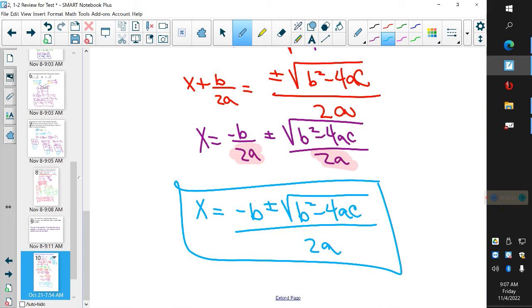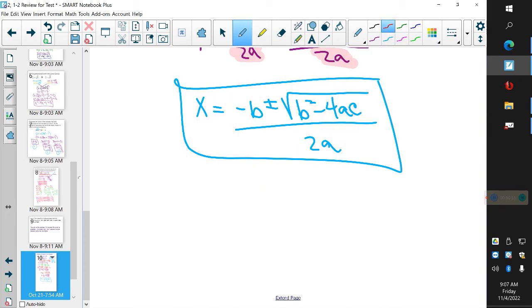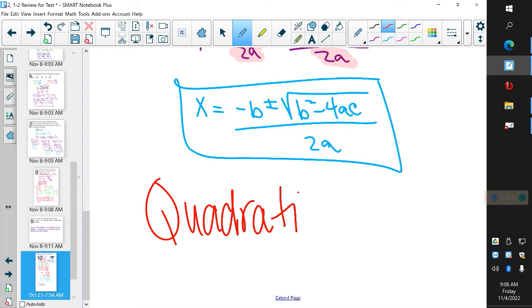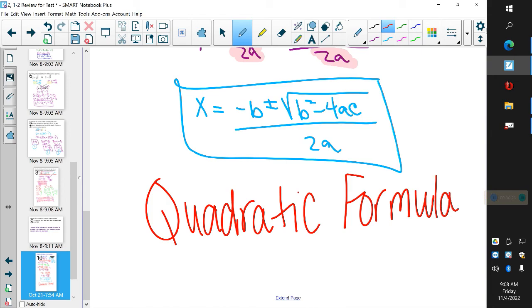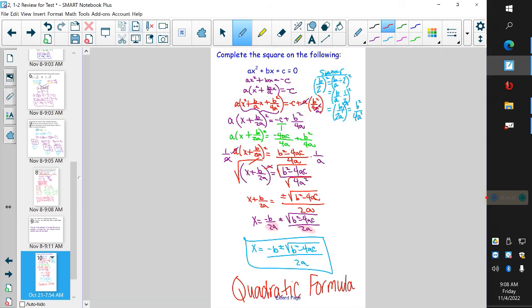What is that? This is the quadratic formula that we came up with by completing the square. I strongly, strongly encourage you to memorize it, and I challenge you to effectively do it by yourself.